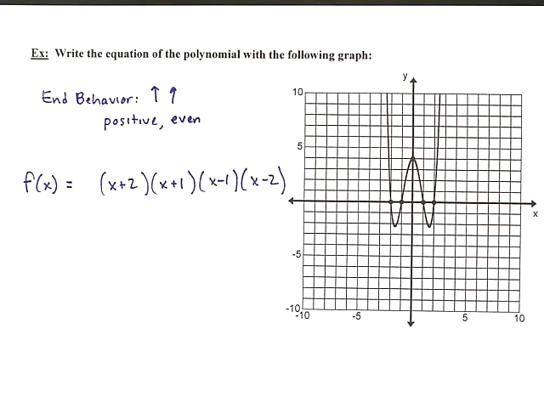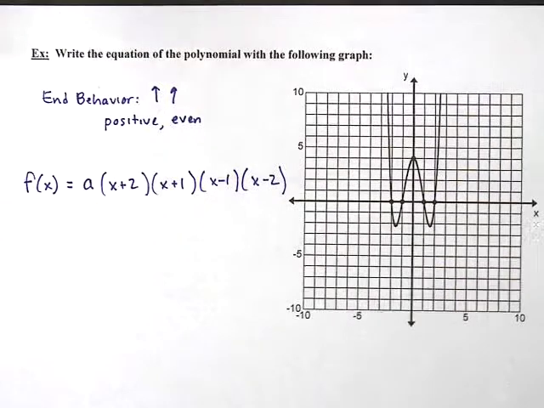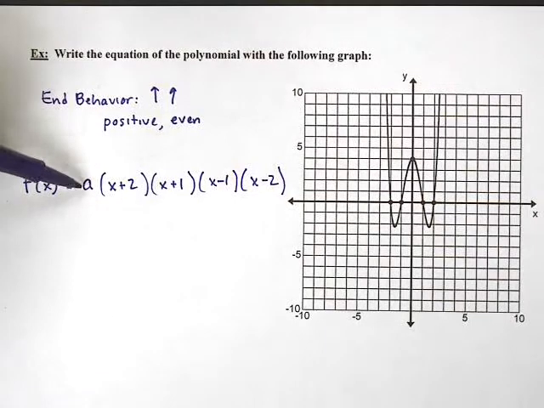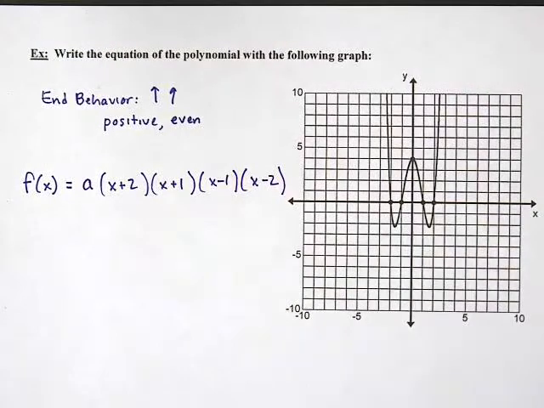Now, the one thing that we need to add to this, we need to put an a value out front, okay? We don't know exactly what the leading coefficient is, but we know that it's supposed to be positive, and we know that it has to be something so that we can get to our y-intercept. So that's the next thing we need to think about.